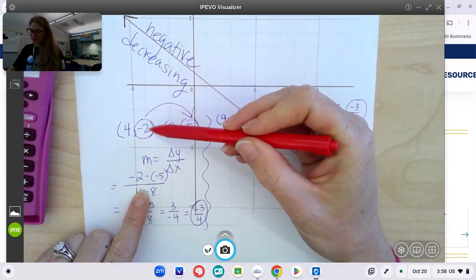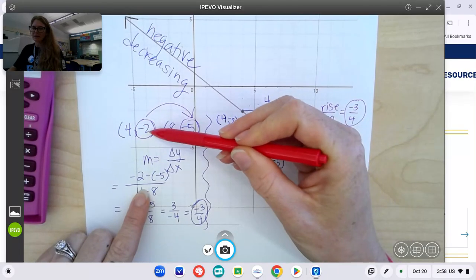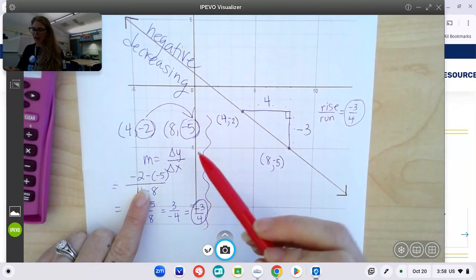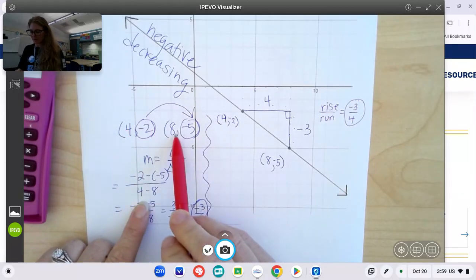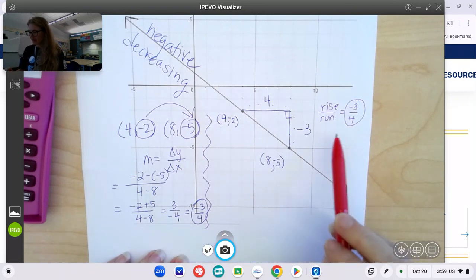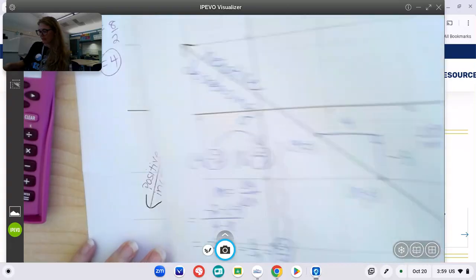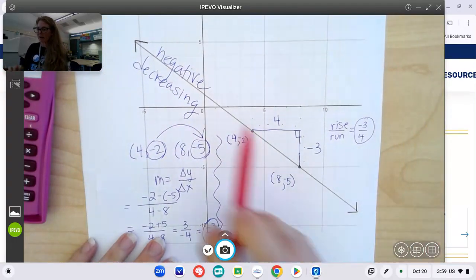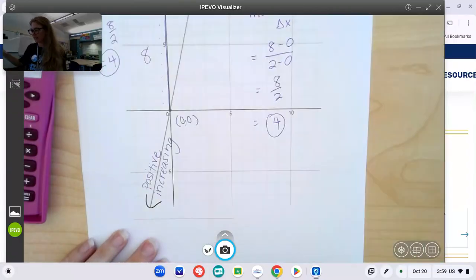Circle your y's and decide if you want to do -2 minus -5 or -5 minus -2. I decided to do -2 minus -5, so I have to keep the order consistent. So in my denominator, I have to do 4 minus 8. I get -3/4. If you count rise over run, you also get -3/4. Double check if your slope should be negative or positive. Don't get the problem wrong because you lost a negative.